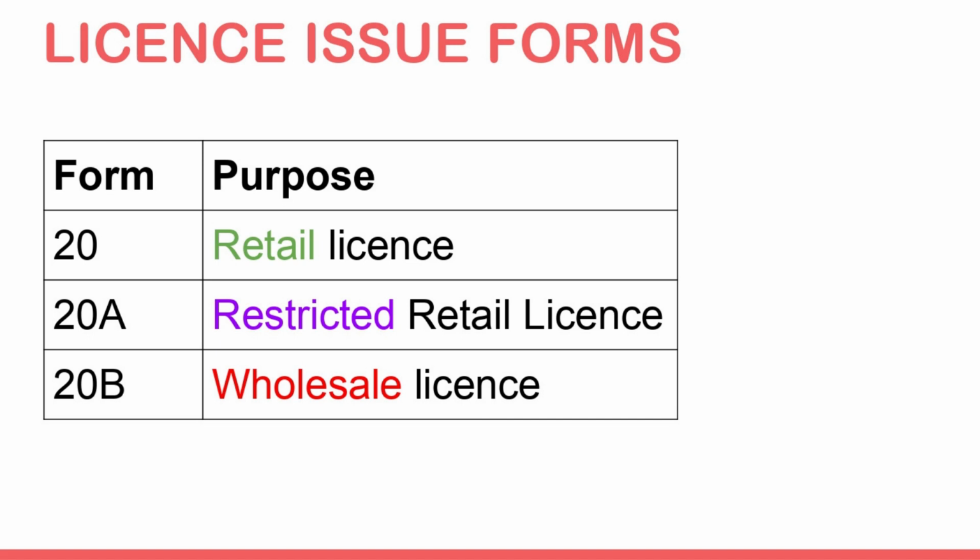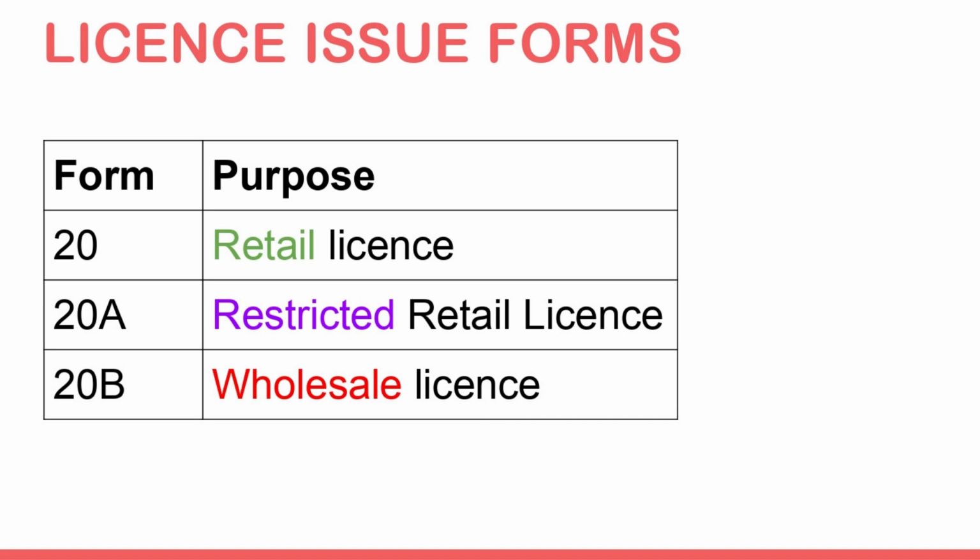Now form number 20B is related to the wholesale license. That is, the license for wholesale of drugs is issued in form number 20B. We know number 20 is for license issue forms and the letter B is for wholesale. You can connect B and W. B for form number 20B and W for wholesale.